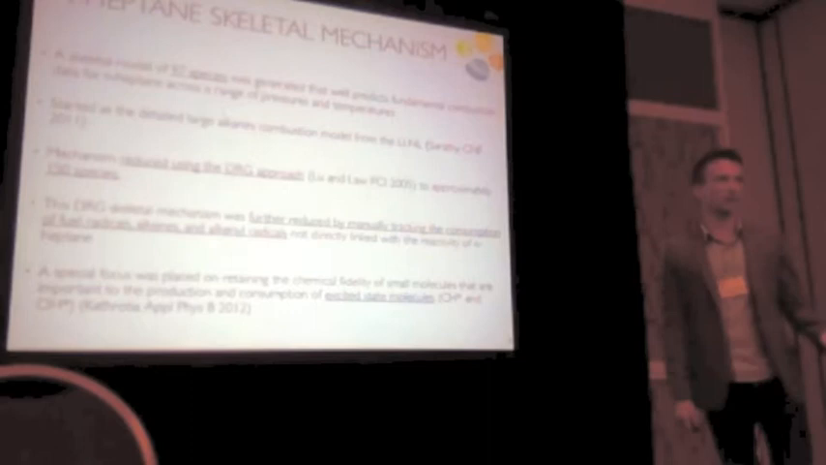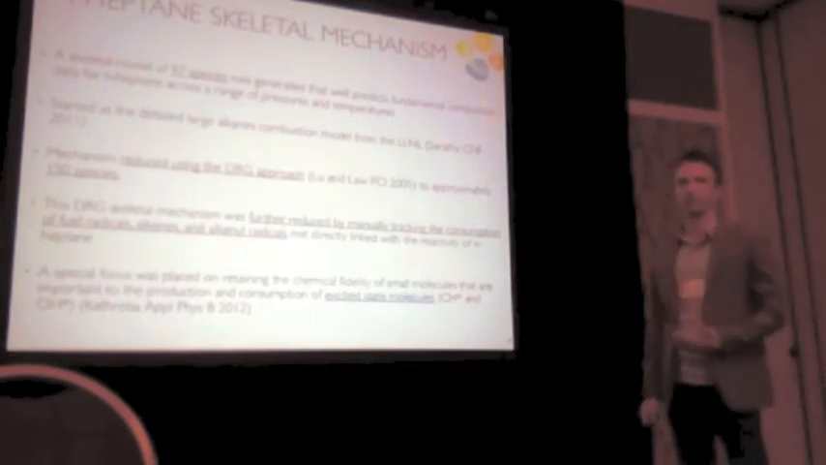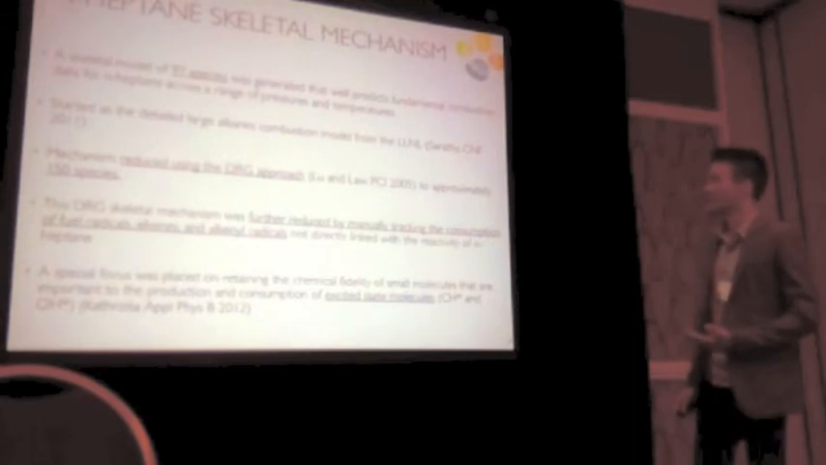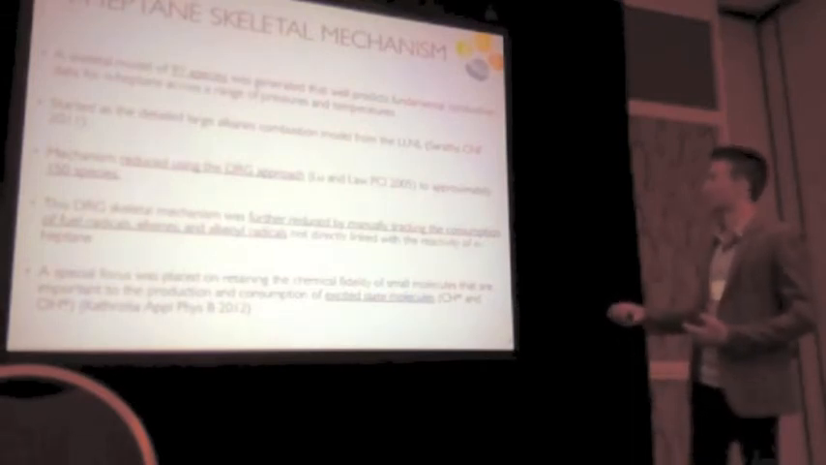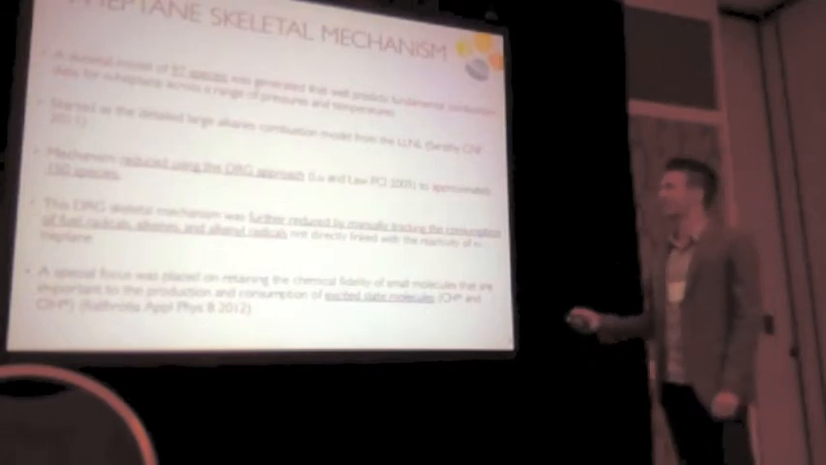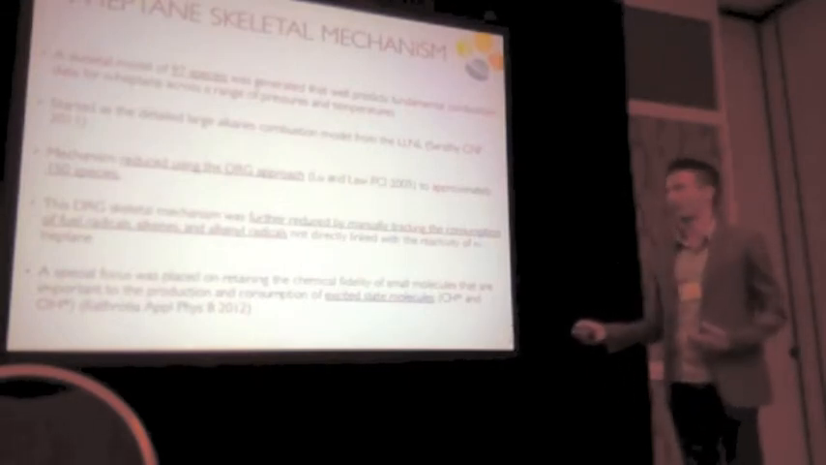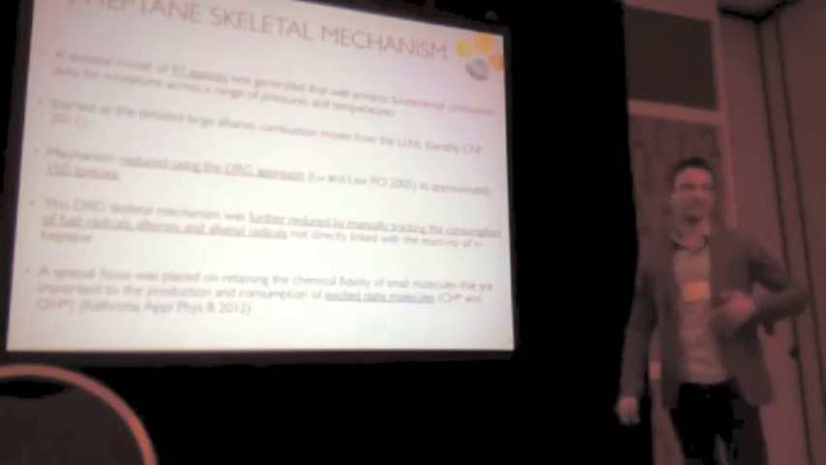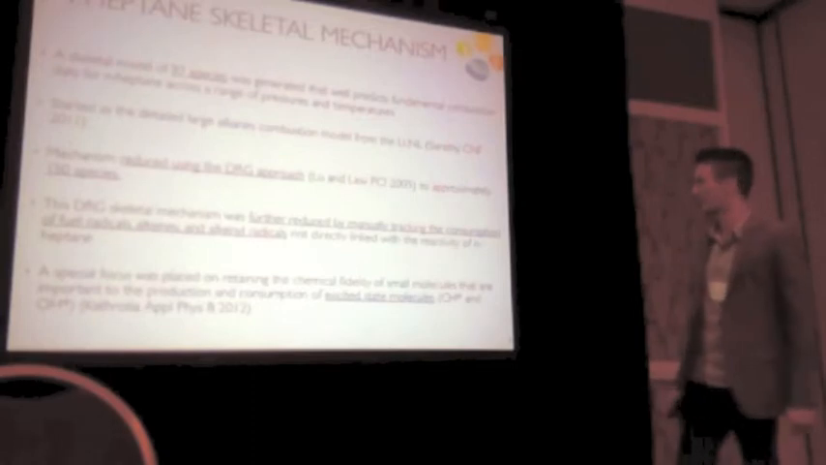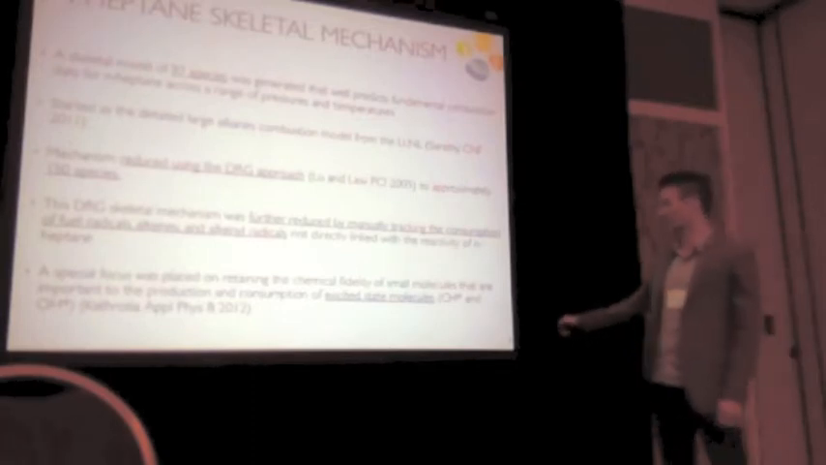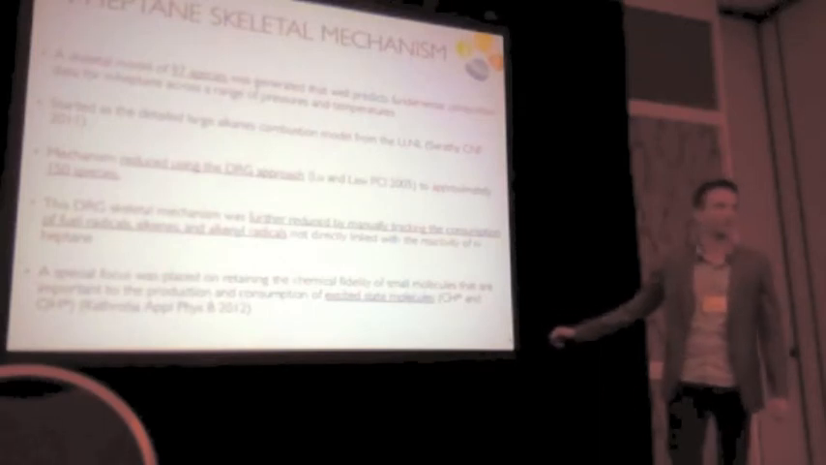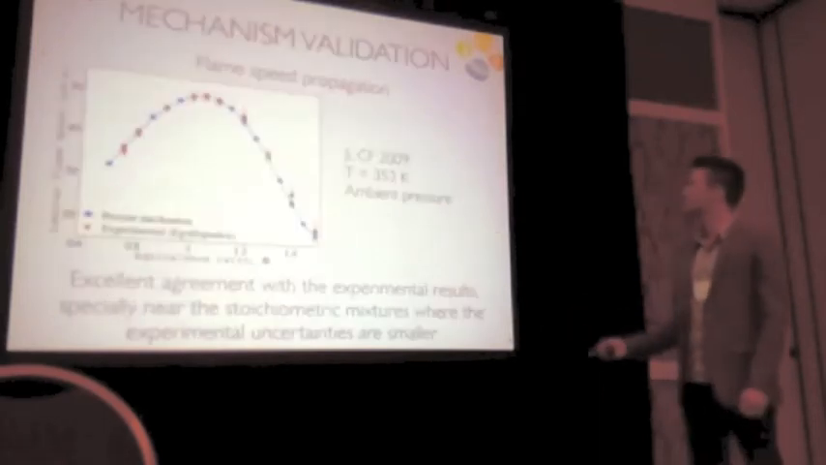For the chemical model, we use a 97 species model with 700 reactions developed by Professor Sarathy. It started as the detailed model from Livermore for n-heptane. The mechanism was reduced using the DRG approach to 150 species and then further reduced by manually removing species to 97, with special focus on the chemiluminescent species and the pathways given by the previous presenter.